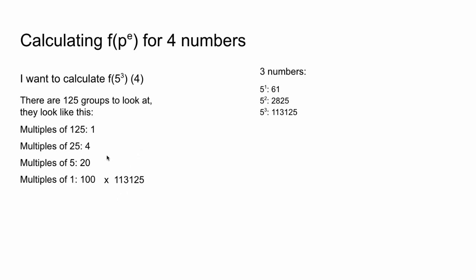So for example, I know that the groups that are multiples of just one will have 113,125 multiples, because that's what we found f of 5 to the 3 for three numbers to be. Now, what about the groups that are multiples of 5? Since the first number is a 5, we kind of just want to know how many multiples of 28 we can make by multiplying the last three numbers. For this, we can refer to f of 25 for three numbers, which is 2,825.